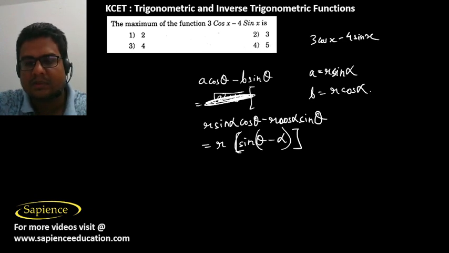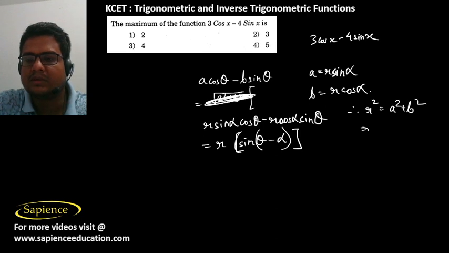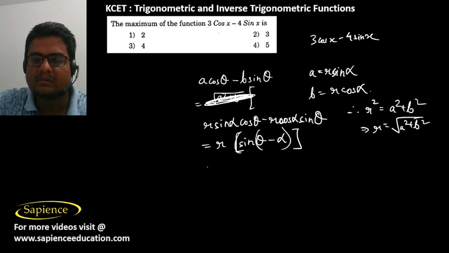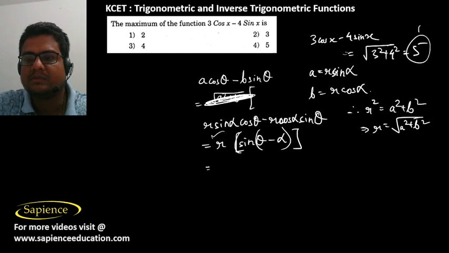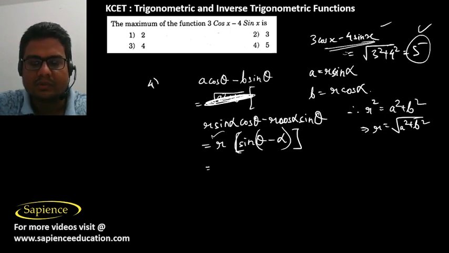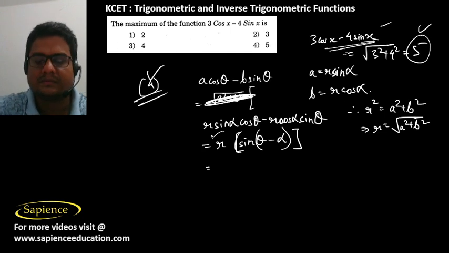Therefore here, if we take the square of both sides, then r square will be equal to a square plus b square. So r is equal to the square root of a square plus b square. Therefore the maximum value of this function is r. Here also, if we do the square root of 3 square plus 4 square, that is equal to 5. So the maximum value of this function will be 5. So option 4 is the correct answer.